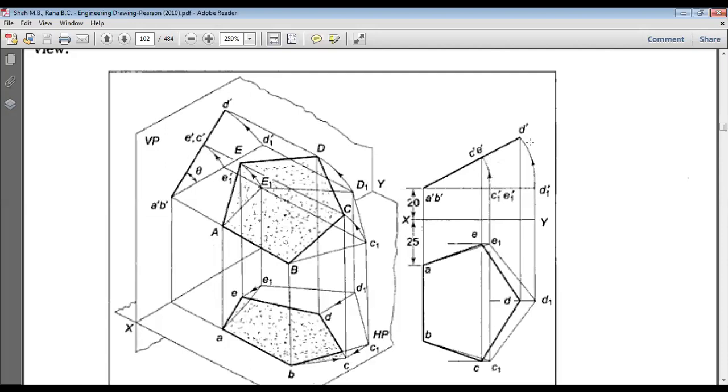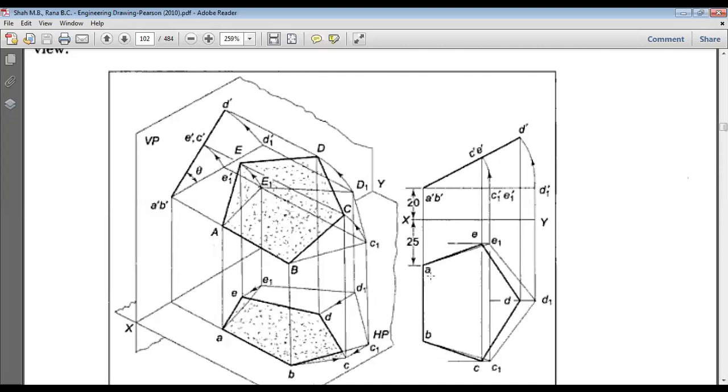Now, after drawing an arc from this point D dash, you will bring a straight line like this, and it will touch this point. Let me say you are drawing a horizontal line here, so it touches the horizontal line. From this point also you will again bring a straight line, and it touches here on the horizontal line drawn before. Now you join this point, this point, this point, and finally you get the inclined position of your pentagon.